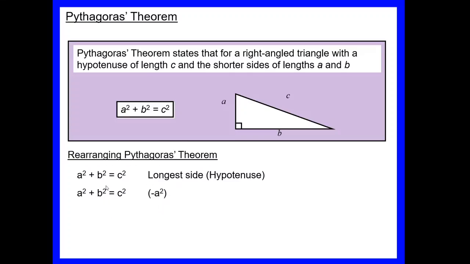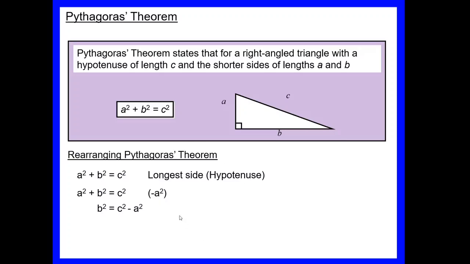So remember, if I want b squared on its own, I need to get rid of the other things that are with it. To get rid of a positive a squared, I need to subtract it, but I need to do it to both sides. So we end up with b squared equals c squared minus a squared. So that's our formula for finding the length of side b.